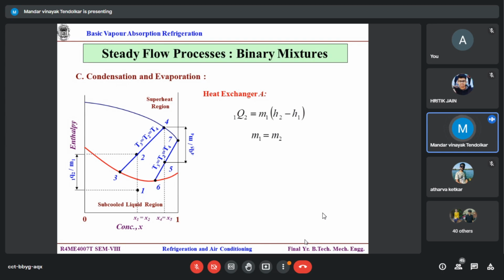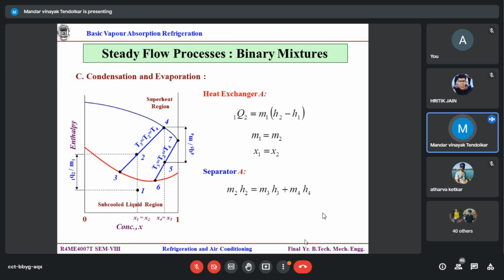Okay, M1 and M2 are the same because it's only one mass that is coming in and going out. Even for the concentration, X1 equals X2 because you are just adding heat, so why would concentration change? For the separator, where the liquid and vapor are getting out, there I have to make the heat balance or energy balance.